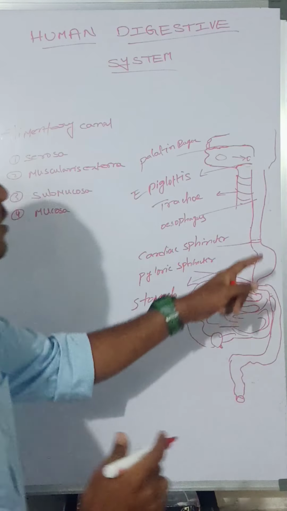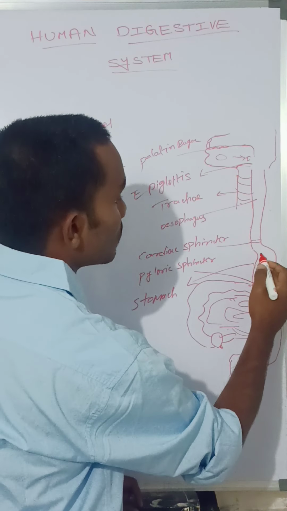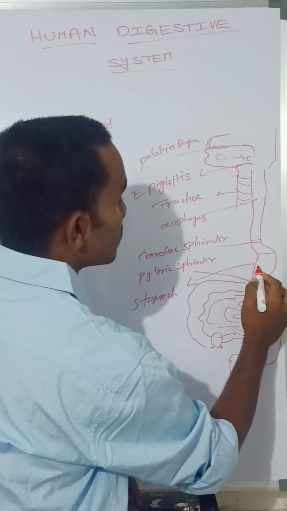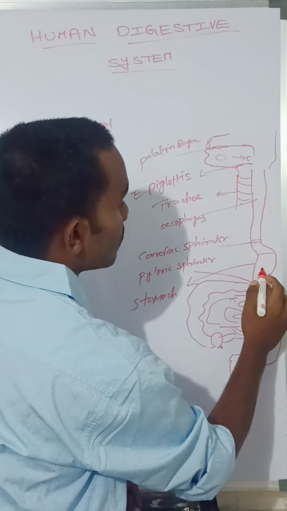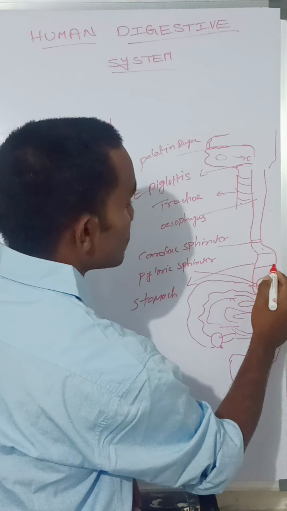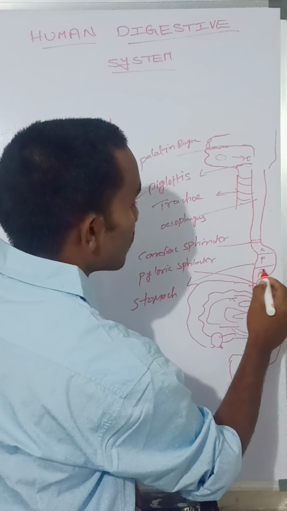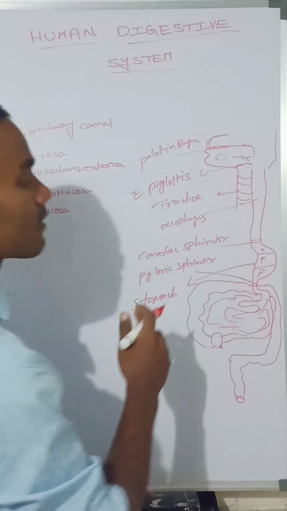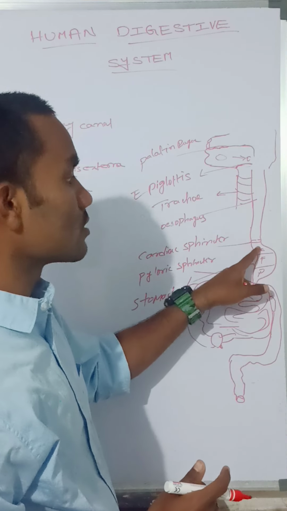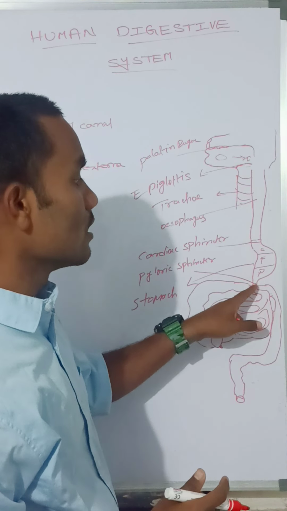When the food enters the stomach, it is distributed into three regions. This is the cardiac sphincter, and this region is called the cardiac region. This is the fundic, this is the pyloric. Cardiac, fundic, and pyloric. Why are these names given to the regions? This region is close to the cardiac sphincter, that's why it's called the cardiac region. Then the fundic, then the pyloric region, because it is close to the pyloric sphincter.